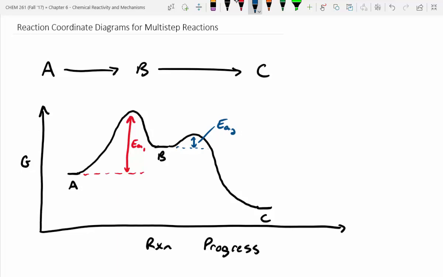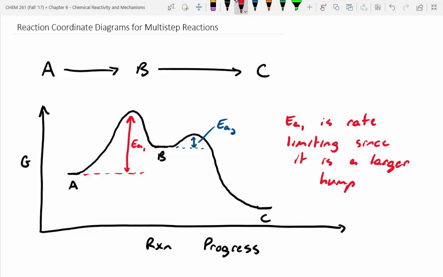What do you think is going to be rate limiting? Overcoming EA1 or overcoming EA2? EA1, it's a much bigger hill you have to overcome. So EA1 is rate limiting since it is a larger hump. In fact, it is really the thing we look at when we're looking at the rate constant. We really don't care about EA2 because it's negligible compared to EA1.